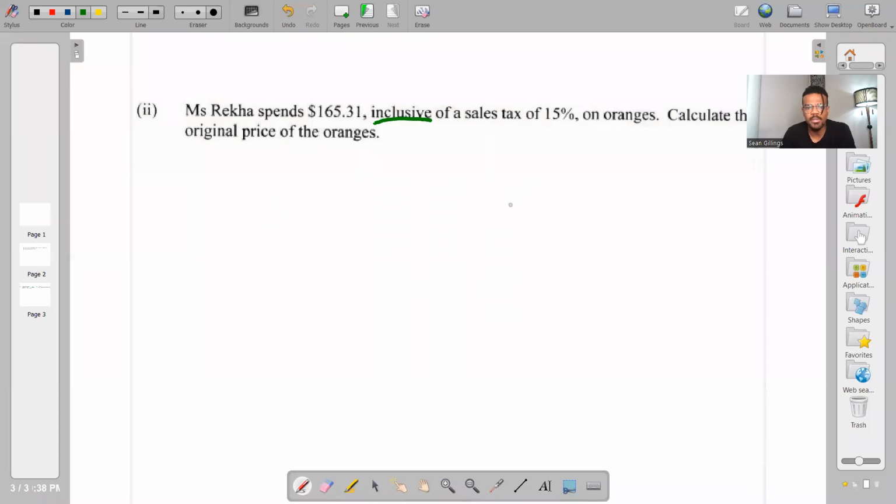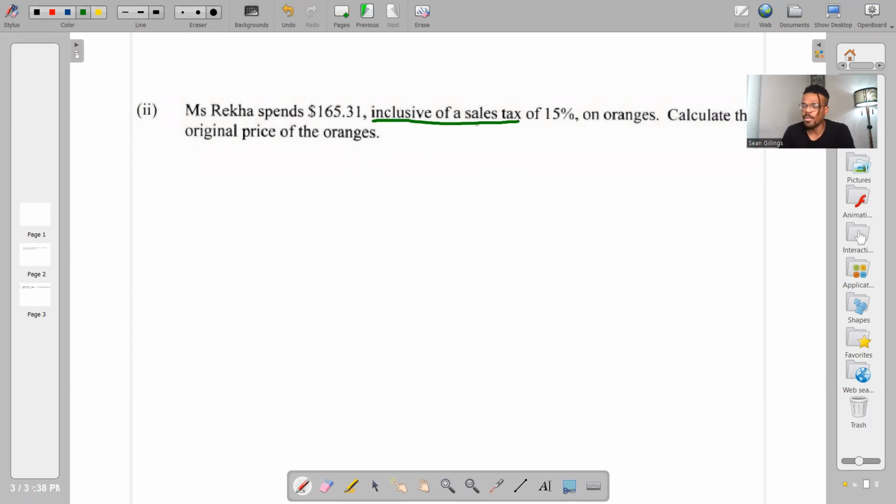All righty. Okay, so we have a person, and they spend a certain amount of money, $165.31. And then it says inclusive of sales tax. Now let's discuss this keyword right here.